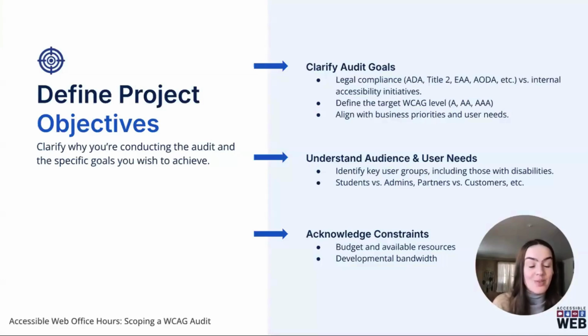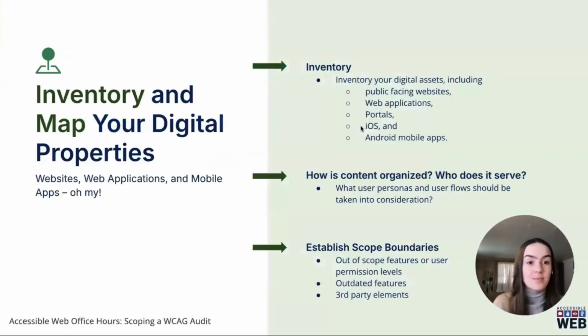So there's a bit of a balancing act sometimes. For example, an e-commerce website might have to prioritize accessibility for the checkout process initially, or a university may, due to organizational constraints, have to focus on student portals. We will talk more about prioritization as I get into this. Obviously, the end goal is to make everything accessible for all of your users, but we want to work up to that if necessary. So the first step here is to inventory and map your digital assets.